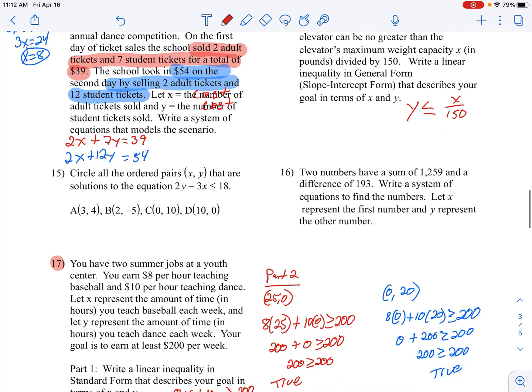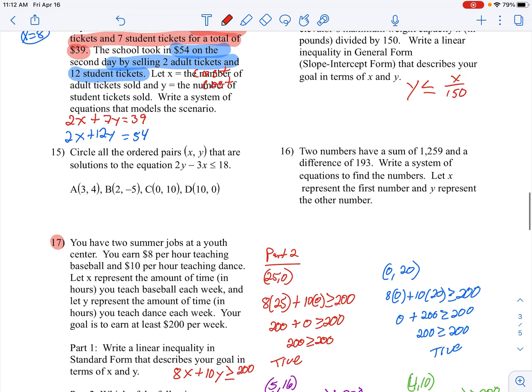Okay. Number 15, we're going to plug in A, B, C, and D one at a time to see if we get true or false statements. We don't have a lot of room there, so I'm going to just do one of these real quick, just to show you. A has X to be 3, Y to be 4. So plug it into the inequality there. Y is 4, X is 3, and then you're going to see if it's true or false.